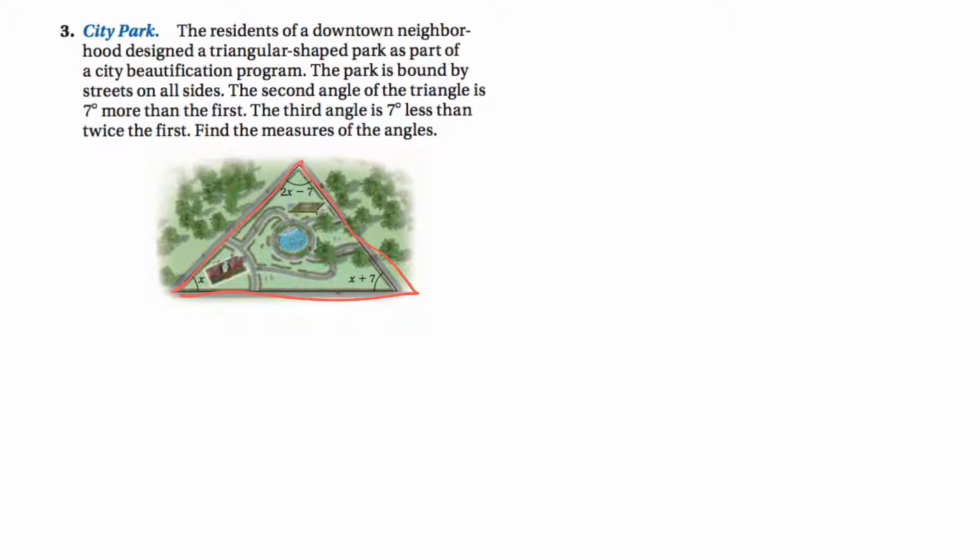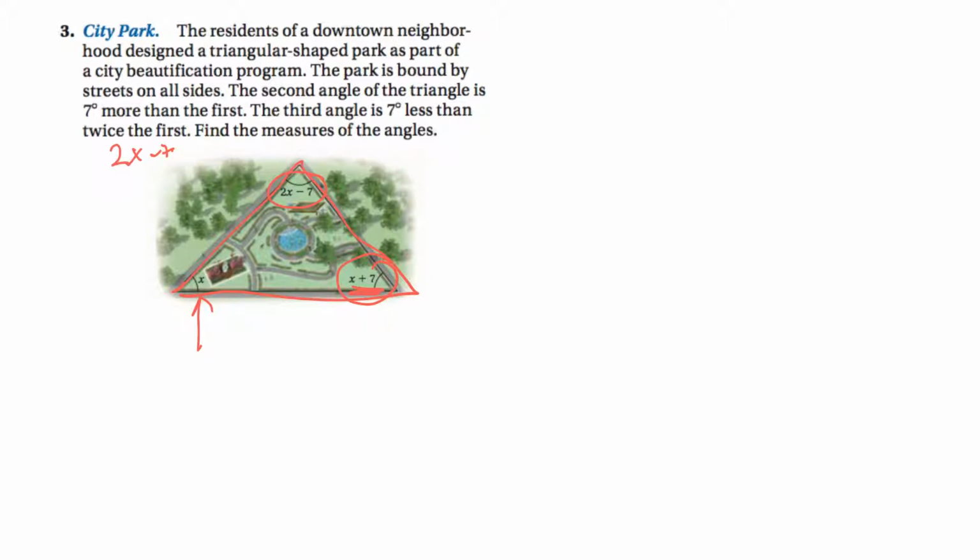Okay, the second angle of the triangle is 7 more than the first. Well, this one's got to be the first. We don't know what it is, but they say it's 7 more than the first. So that's got to be this angle here, because it's the first one plus 7. Then they say the third angle is 7 less than twice the first. So if twice the first is x, if you double that and then take away 7 from it, that gives you the third, which is right there. Then they say find the measure of the angles.